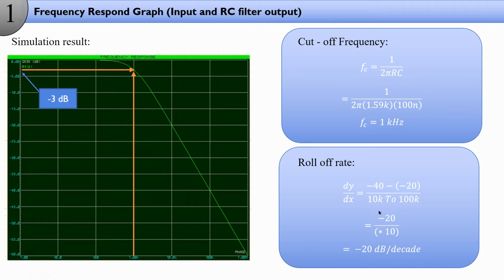Because from 1 kHz to 10 kHz it is a factor of 10 in frequency, we can say that it is a decade. And here we calculate the slope, and I got -20 dB per decade. So why is it negative? It's because the slope is negative as well.